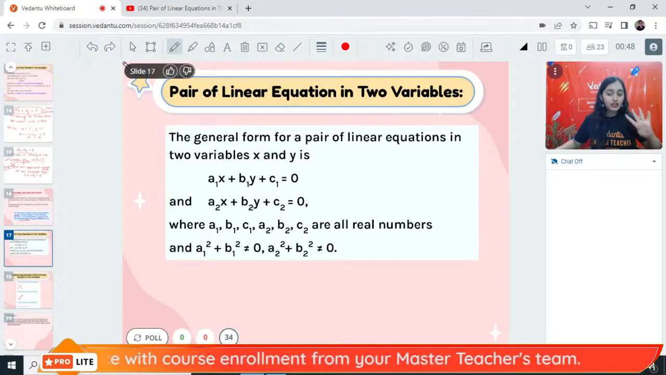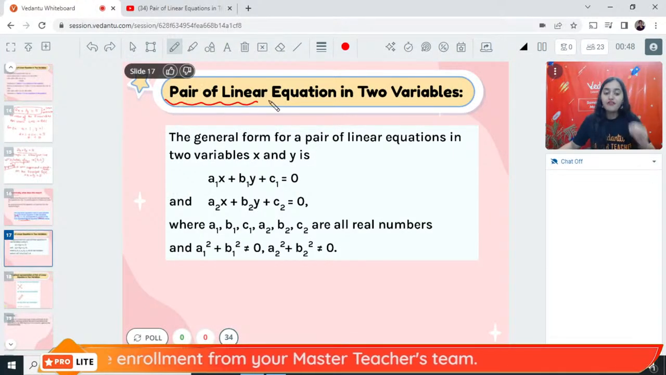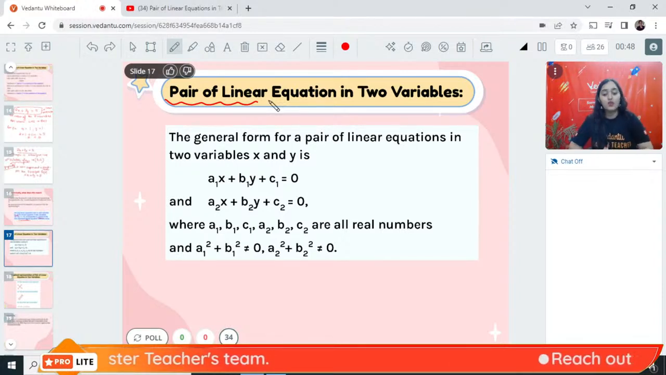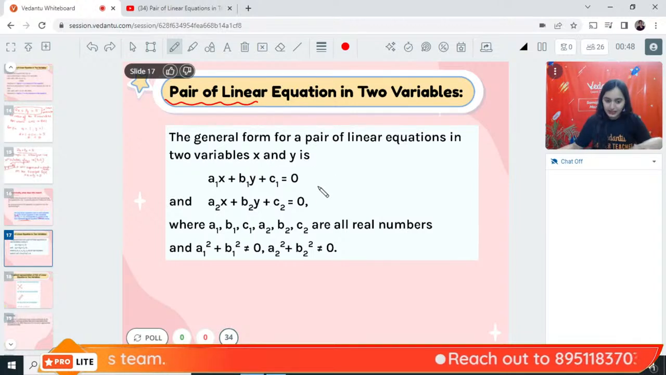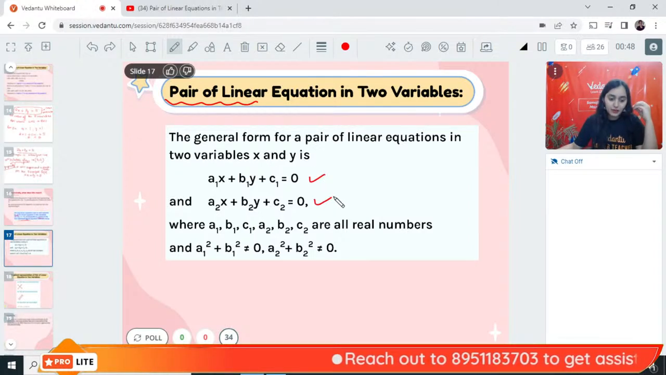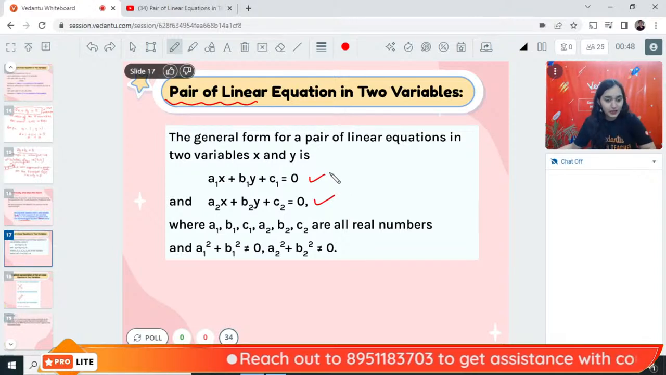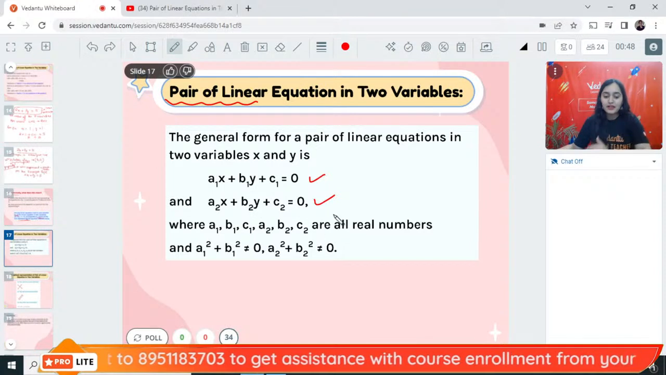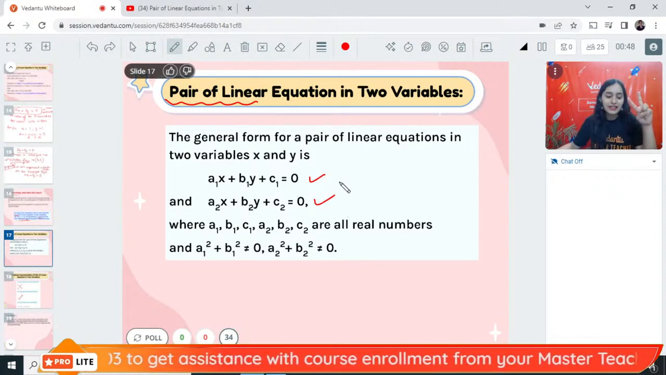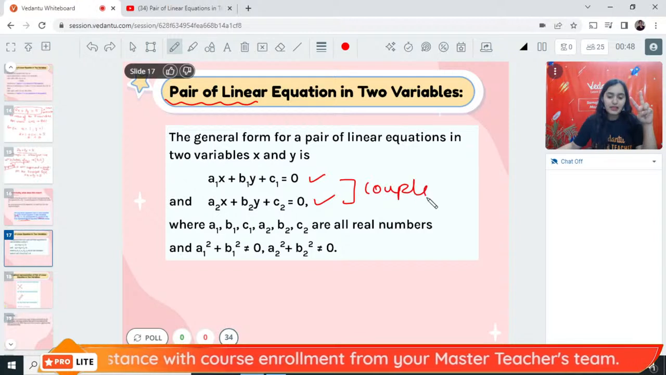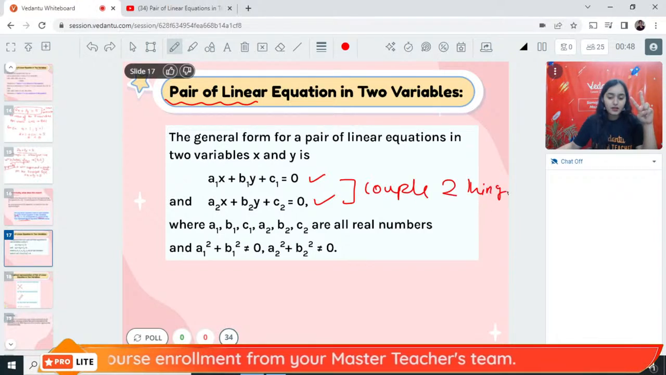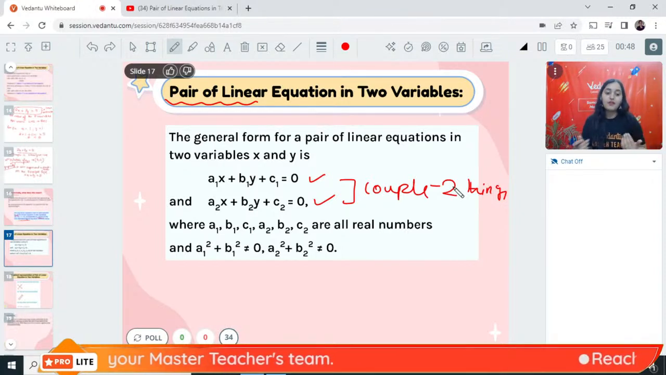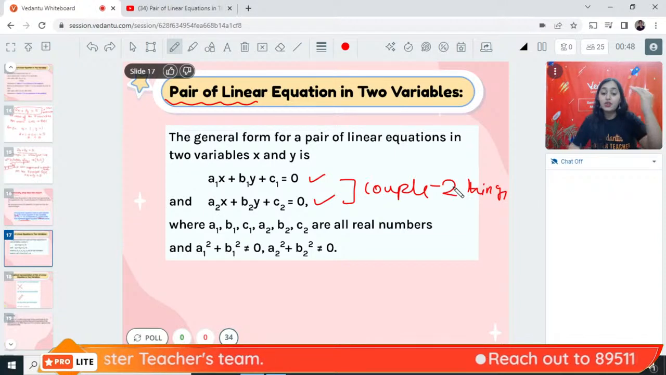Okay. Now fourth concept is pair of linear equations. What is the meaning of pair of linear equations? So pair basically means if we have two linear equations, a1x plus b1y plus c1 is equal to 0, a2x plus b2y plus c2 is equal to 0. So they are basically like a couple. Couple means two things, right? So pair means two things. So if we have two linear equations, we will call them as pair of linear equations in two same variables.